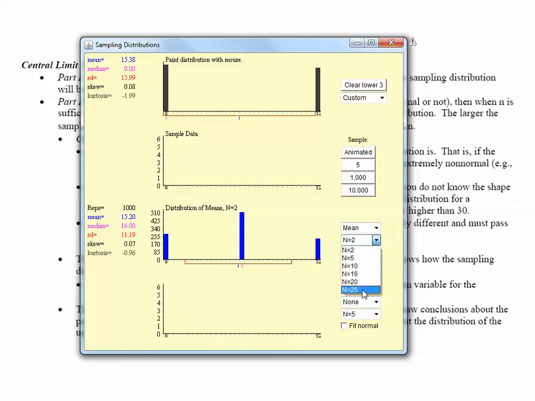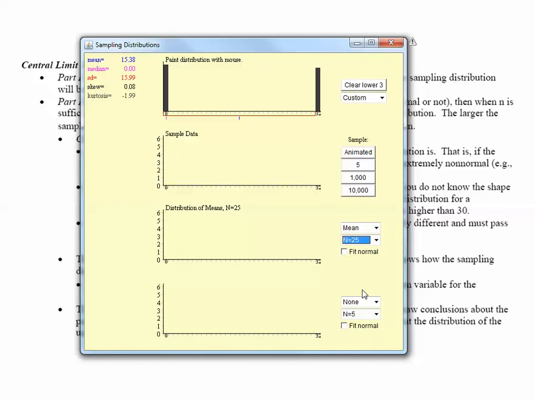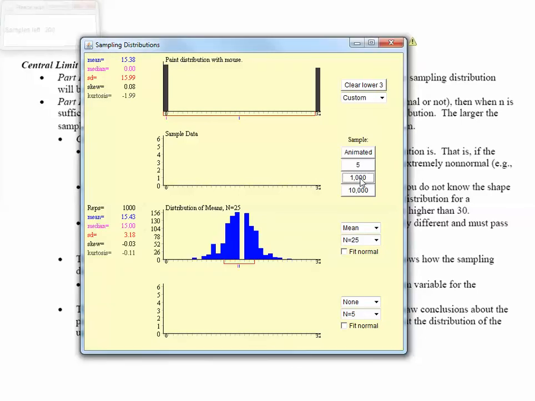Let's increase that to 25. So now 25 times 0.5 would be 12.5. That's greater than 5. And 25 times 1 minus 0.5 would also be 12.5, so that's greater than 5. It fits the sample size rule. Let's see this run again. Now we can see you still have this vacant area here, but it's much closer to a normal distribution.